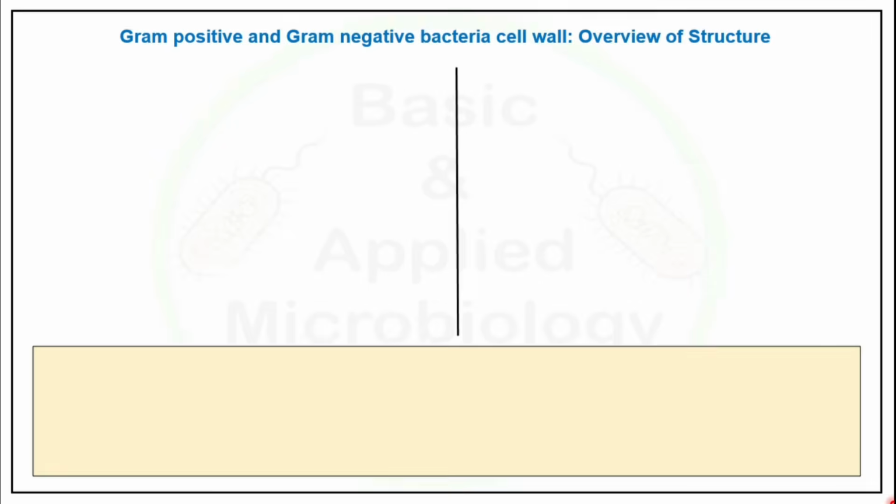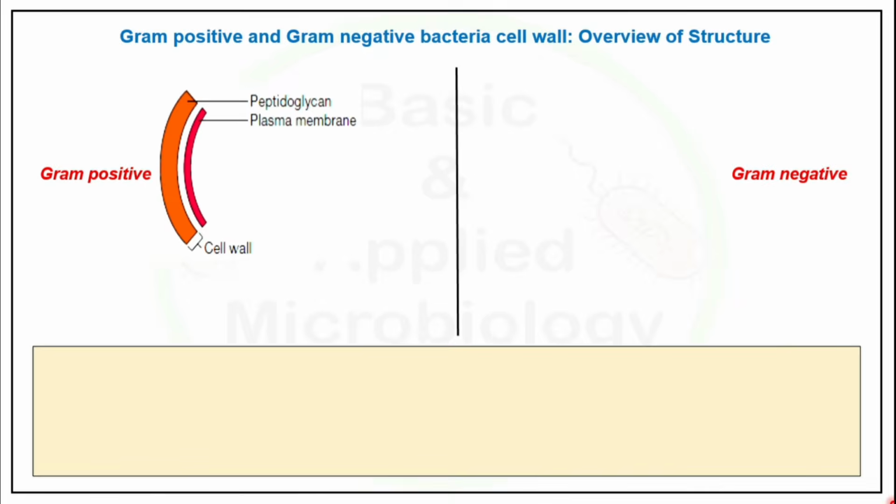Here I have drawn a line, and on one side I'll be giving you an overview of gram positive bacteria, and on the other side we are going to take an overview of gram negative bacteria cell wall. So let's see now. This picture is showing us the gram positive bacteria cell wall. What you can see here is that this pinkish layer represents the plasma membrane, and outside this plasma membrane this orange layer shows the presence of the cell wall.